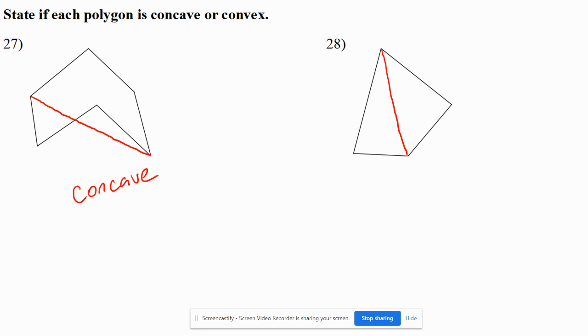Looking at number 28, I could think of this diagonal. It doesn't go out. I could also think of this other diagonal. It doesn't go outside of the picture, right? Those are the diagonals possible, and none of them go outside of the picture. So I'm going to call this convex.